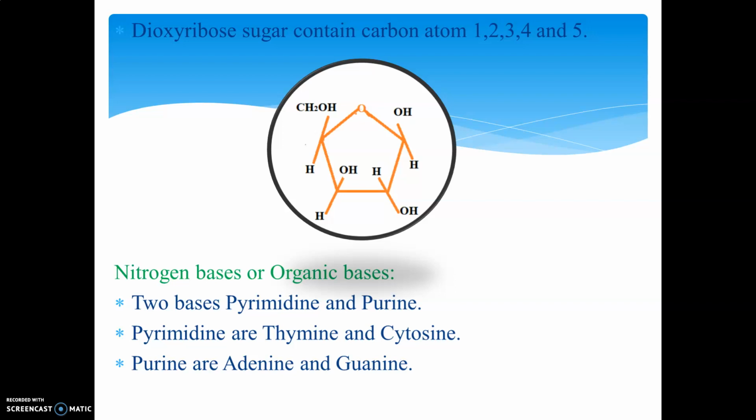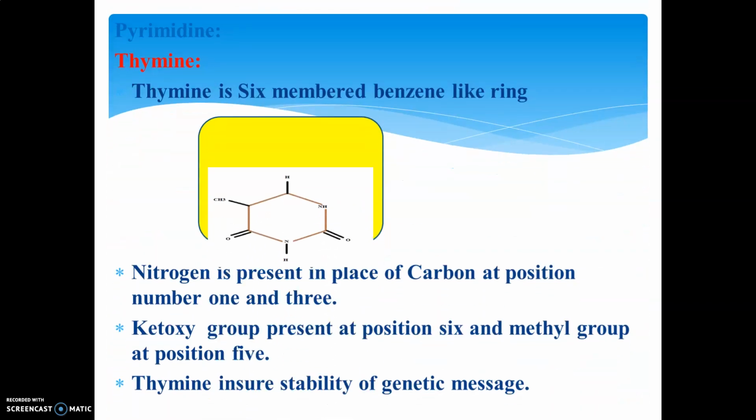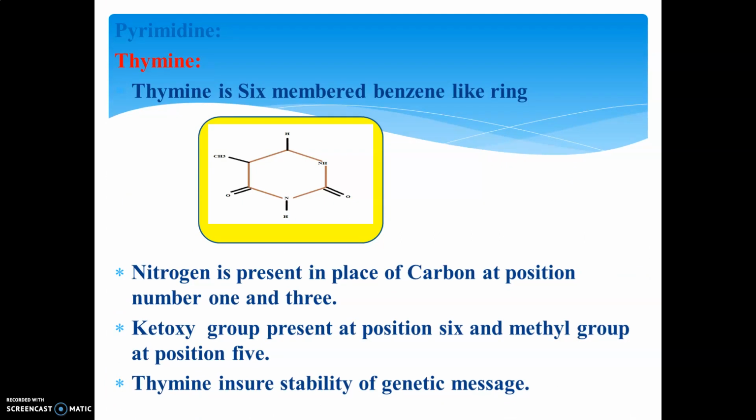Now we look at the third content of DNA, that is the nitrogen bases. They are also called organic bases. These bases are classified as pyrimidines and purines. Pyrimidines include thymine and cytosine, and purines include adenine and guanine. Now we look at the pyrimidines. The first pyrimidine is thymine.